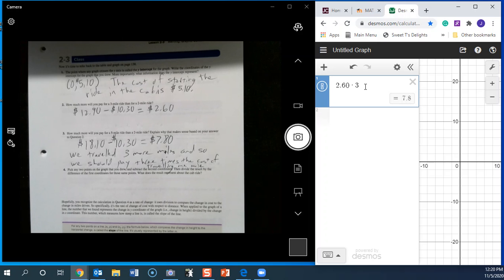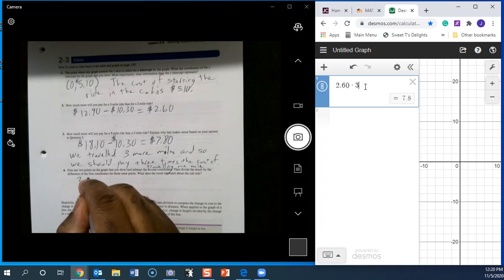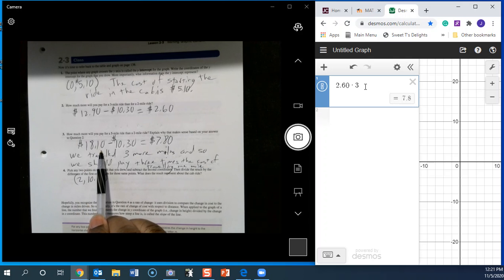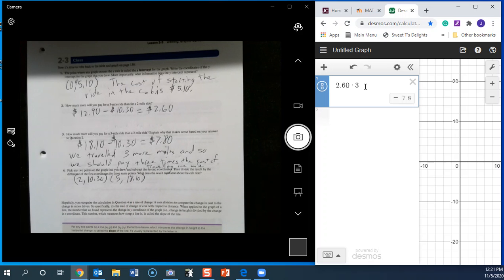So now problem number 4. It says pick any 2 points on the graph that you drew and subtract the second coordinates. Then divide the result by the difference of the first coordinates for those same points. What does the result represent about the car ride? Okay, so why don't we do this? Since we know that this is the 2-mile ride, we could do (2, $10.30). We know this $18.10 is the 5-mile ride, so we could do (5, $18.10).